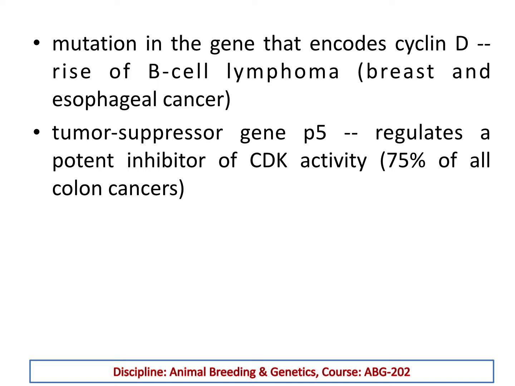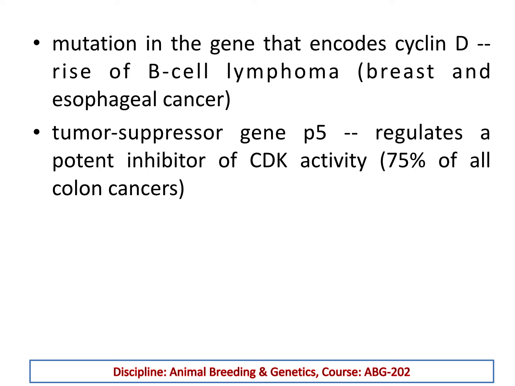Now, we have some examples. When these factors are not working properly, what can happen? In this slide, you can see a mutation in the gene that encodes cyclin D. If there is a mutation in cyclin D, that is the CDK factor, and it is not working properly, there will be a rise of B cell lymphoma, and breast and esophageal cancer. And there would be outgrowth of the cells, and the cells will be continuously growing and enlarging in size, and that is a form of cancer.